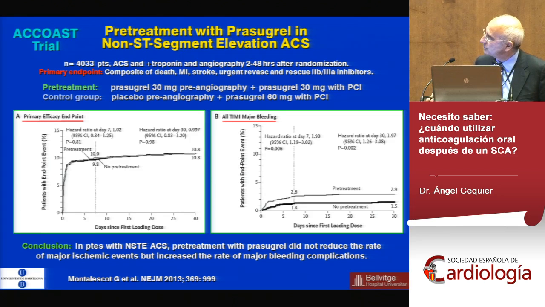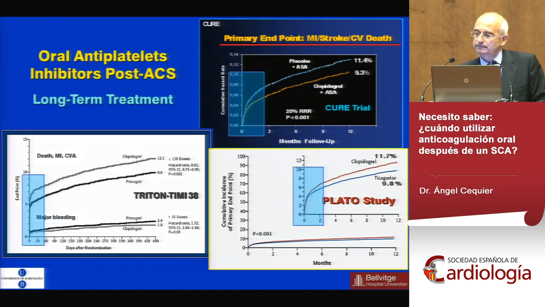Y pueden observar de nuevo que el prasugrel dado de forma muy precoz no condicionaba ningún impacto óptimo en la reducción de eventos isquémicos y sí que condicionaba un incremento marcado en las tasas de eventos hemorrágicos, por lo cual es posible que se haya llegado a un determinado techo de la utilización de un tratamiento antitrombótico potente en la fase más inicial del síndrome coronario agudo.